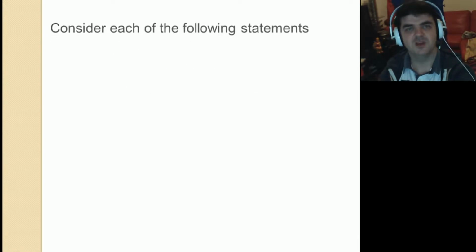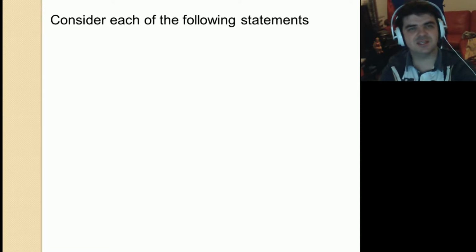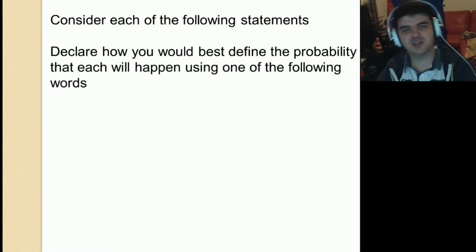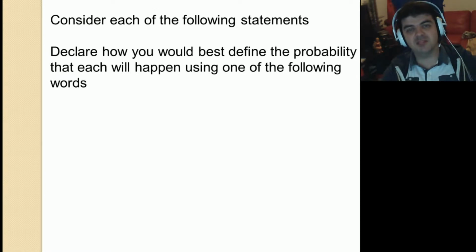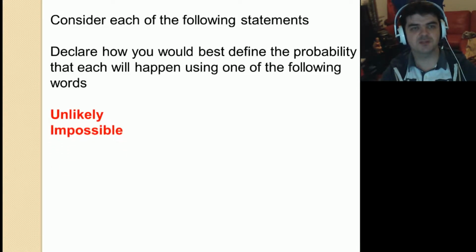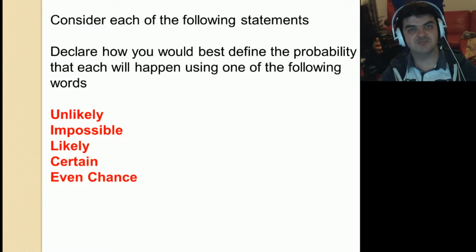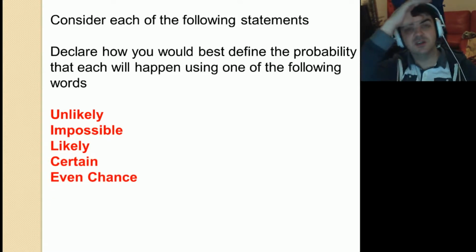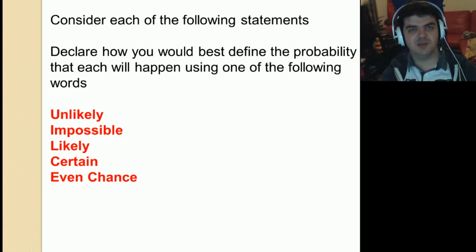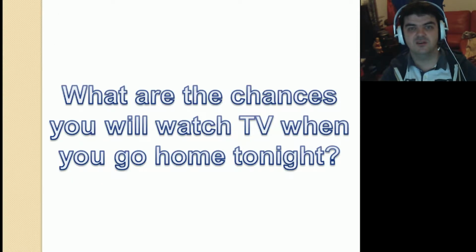So, first thing I'm going to do, I'm going to consider each of the following statements. I'm going to put four statements in front of you, and I'm going to get you to declare how you would best define the probability that each will happen using one of the following words. The words we're going to use are unlikely, impossible, likely, certain, and even chance. So using one of those five words, how would you best describe the chances that you would watch TV when you go home tonight? Now you can pause, or you can answer, you can write down what you think.